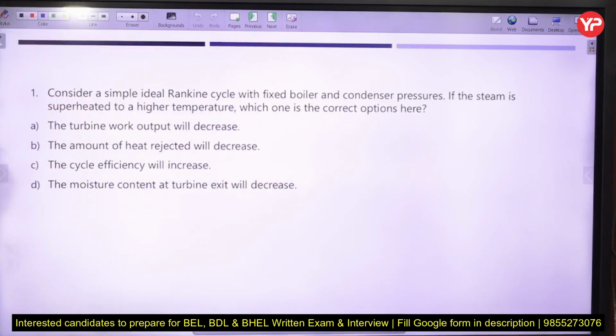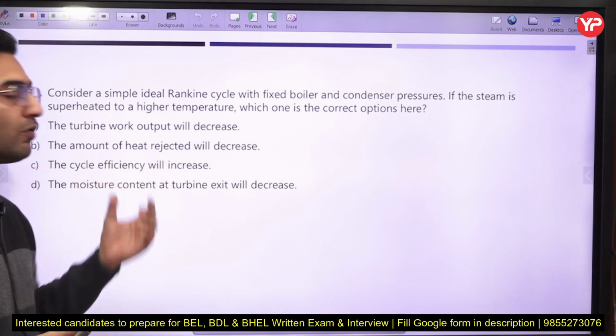In the first question, what is being asked is: consider the simple ideal Rankine cycle with fixed boiler and condenser pressure. If the steam is superheated to a higher temperature, which one is the correct option? You have to mark the correct option out of these four options.